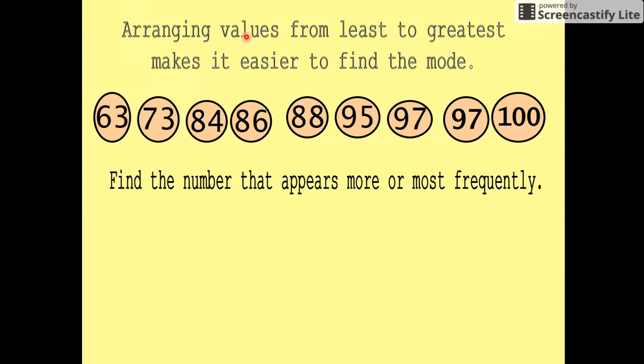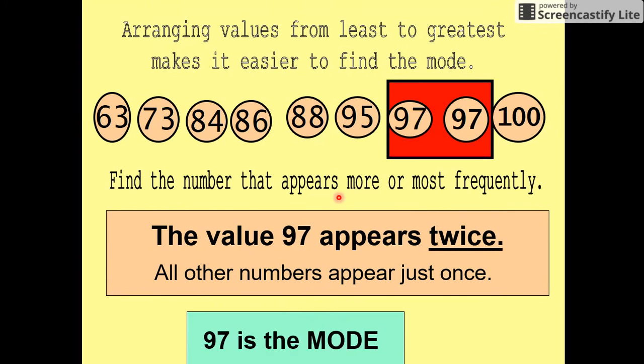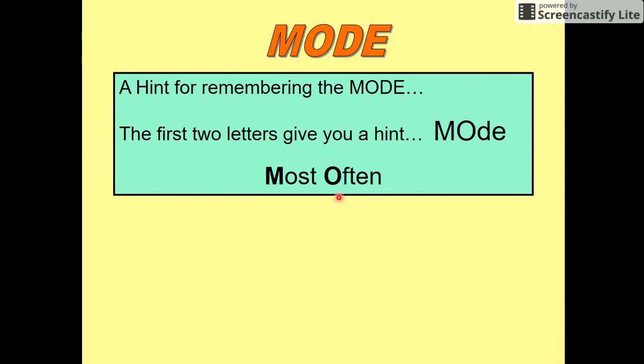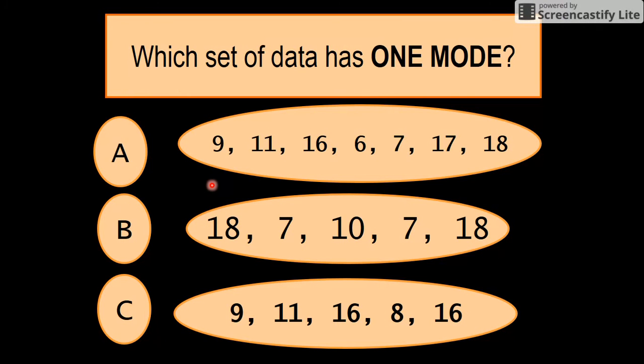So if we look at these, arranging values from least to greatest makes it easier to find the mode. So we put that into least to greatest. Now, we've got 63, 73, 84, 86, 88, 95, 97, 97, 100. So what appears the most? 97 does, okay? The value of 97 appears twice. All the other numbers just appear once. Therefore, 97 is the mode, because it appears the most. A hint for remembering the mode: the first 2 letters give you a hint. Mode, most often. Appears the most often. Okay?